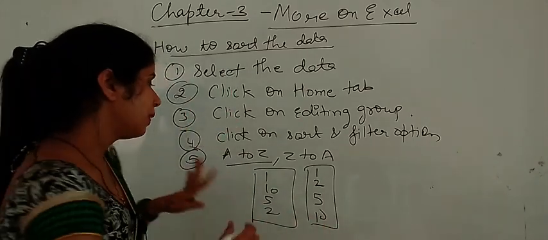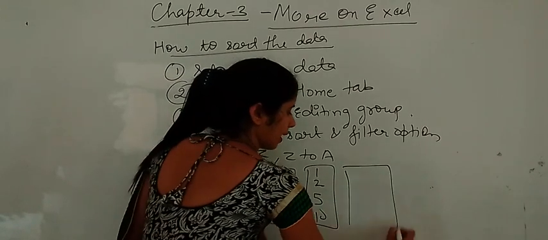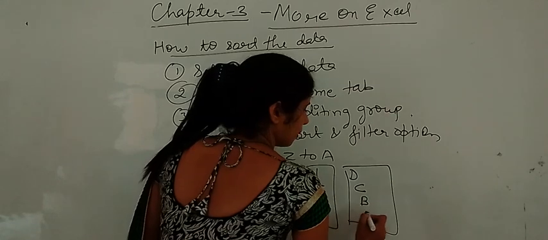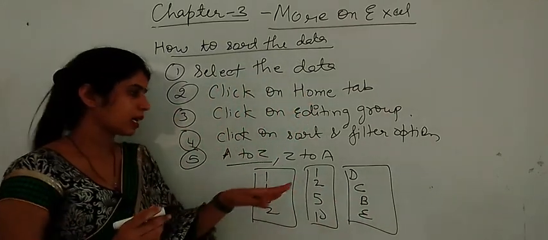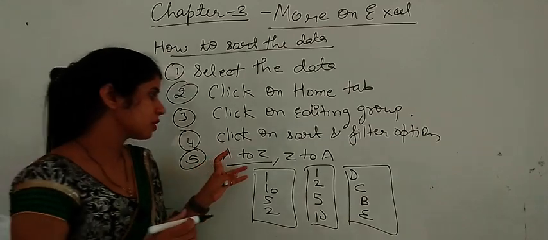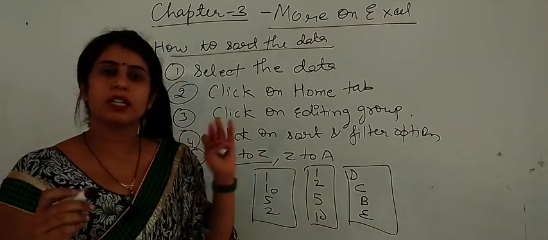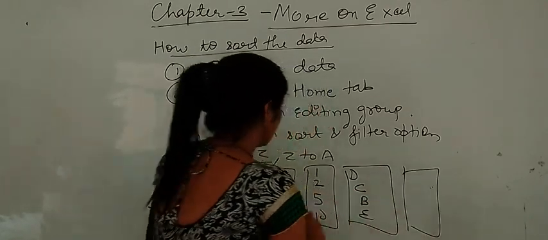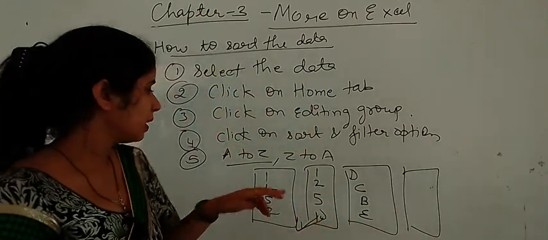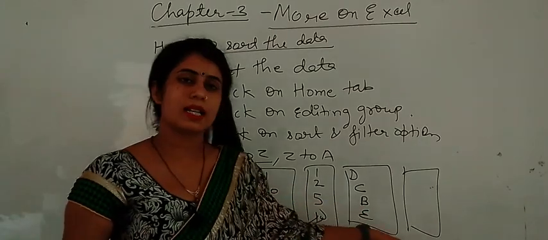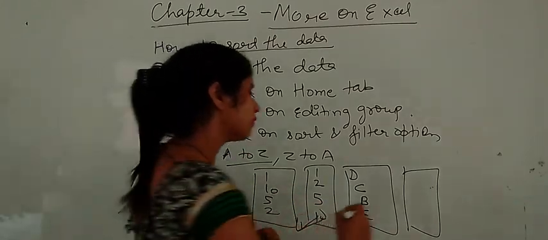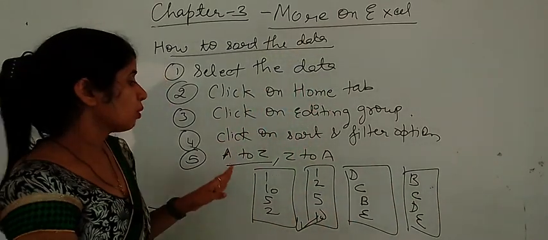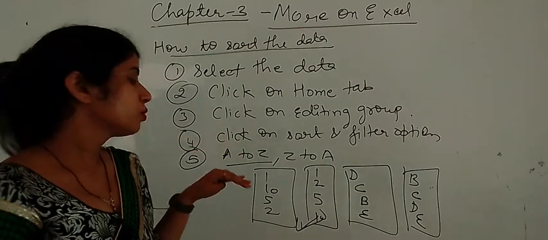And if the data is alphabetic, suppose I have D, C, B, E, and I choose A to Z, then it will also arrange these in ascending order. And what is the ascending order of this data? It will be B, C, D, E. So in this way we can do sorting.